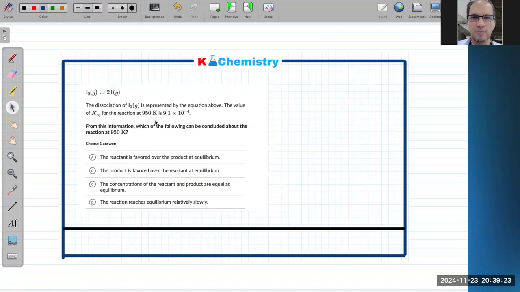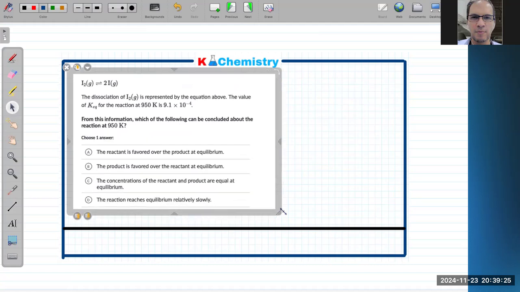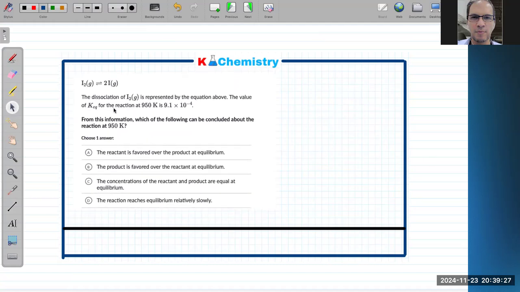So I2 gives us 2I. The dissociation of I2 is represented by the equation. This is the K value. For the information, which of the following can be concluded about the reaction? The reactant is favored, the product is favored, the concentrations are equal, or the reaction reaches equilibrium relatively slowly.